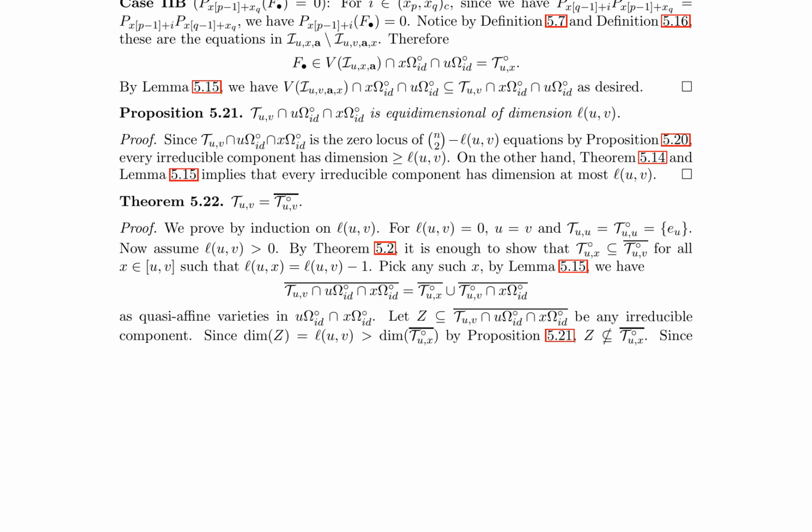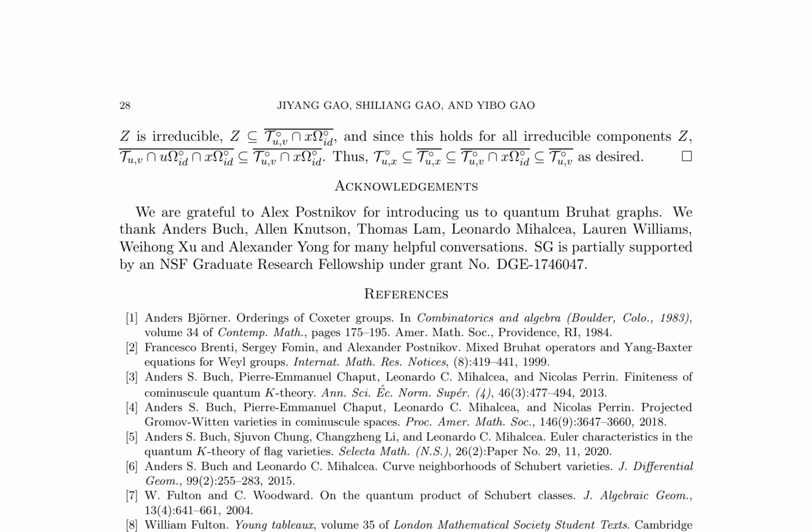The authors also introduce the notion of quantum K-theory, which is a generalization of classical K-theory that incorporates quantum parameters. They define quantum Schubert classes and quantum Bruhat graphs, and they establish connections between these objects and the geometry of Schubert varieties and tilted Richardson varieties. The main result of the paper is Theorem 5.22, which states that the quantum K-theory of a cominuscule space can be expressed as a sum over certain subsets of the quantum Bruhat graph.